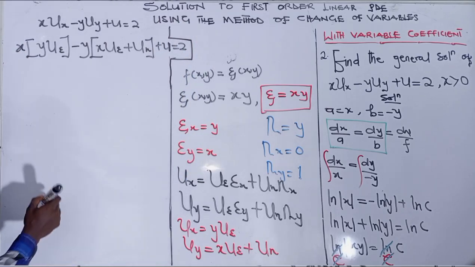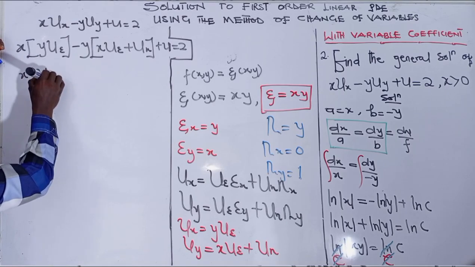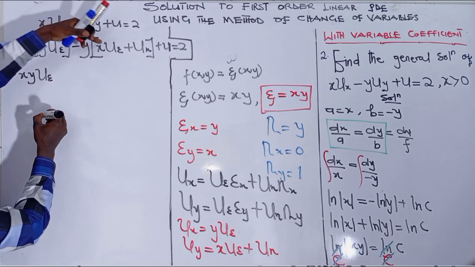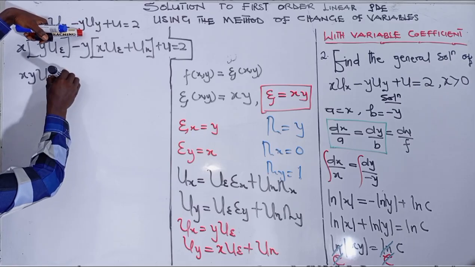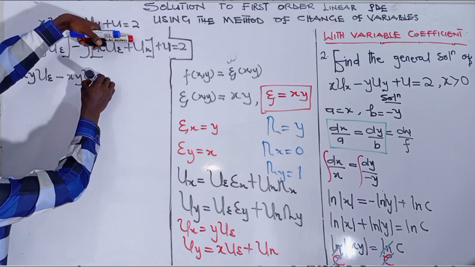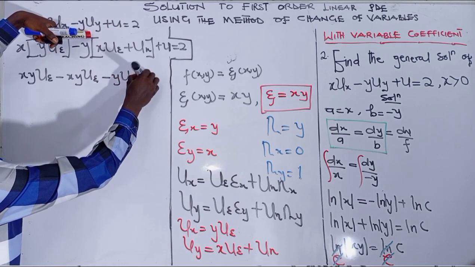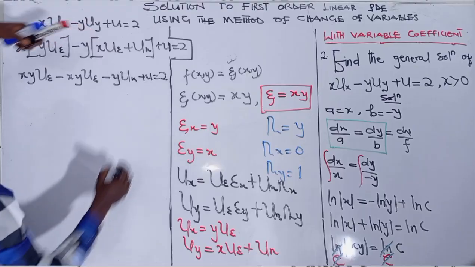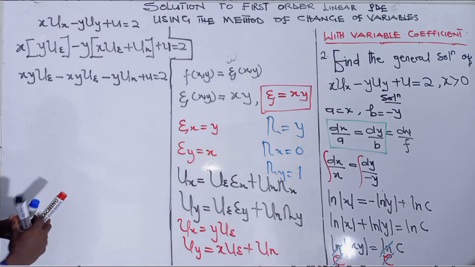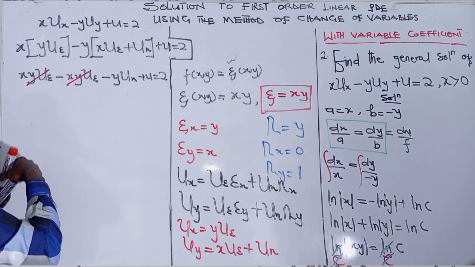So from here we can expand the bracket, right? So this is going to give us xyuξ. And then this time we are going to have minus xyuξ. This time this is going to give us minus yuη plus u is equal to 2. So you can see that some of the terms can cancel, right? You can see that the whole of this will cancel the whole of that.